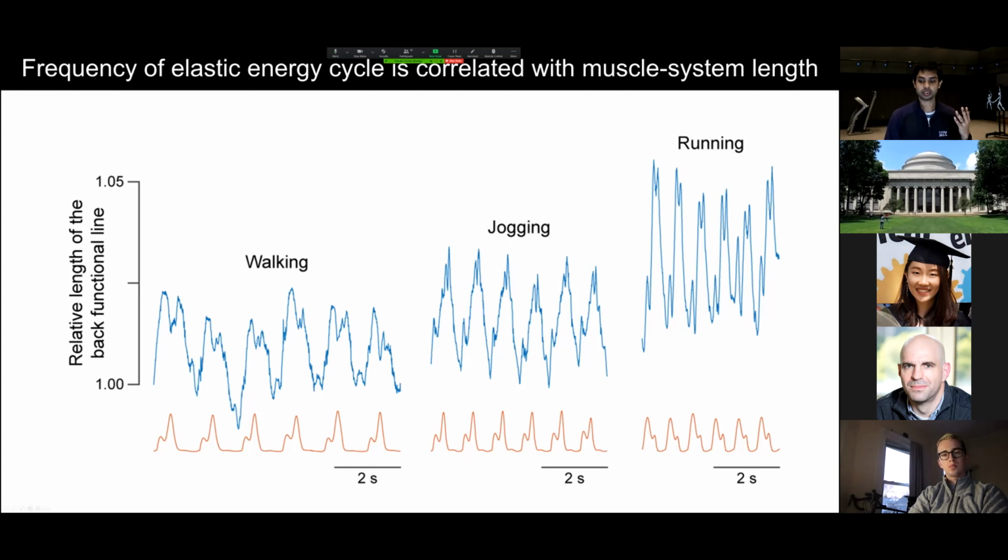I'm showing you this from 1 foot. So if you see 6 peaks, then I took 12 steps. So here's walking, here's jogging, and here's running. I just cranked up the speed on the treadmill.